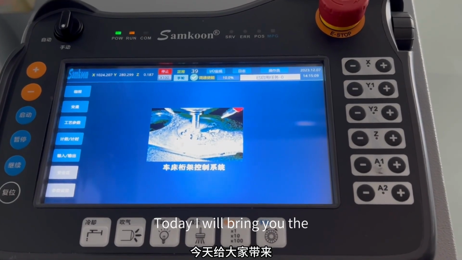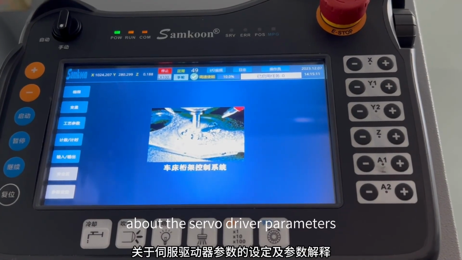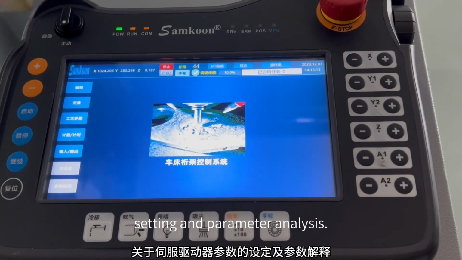Today I will bring you the third section of the operating system, about the servo driver parameters, setting and parameter analysis.